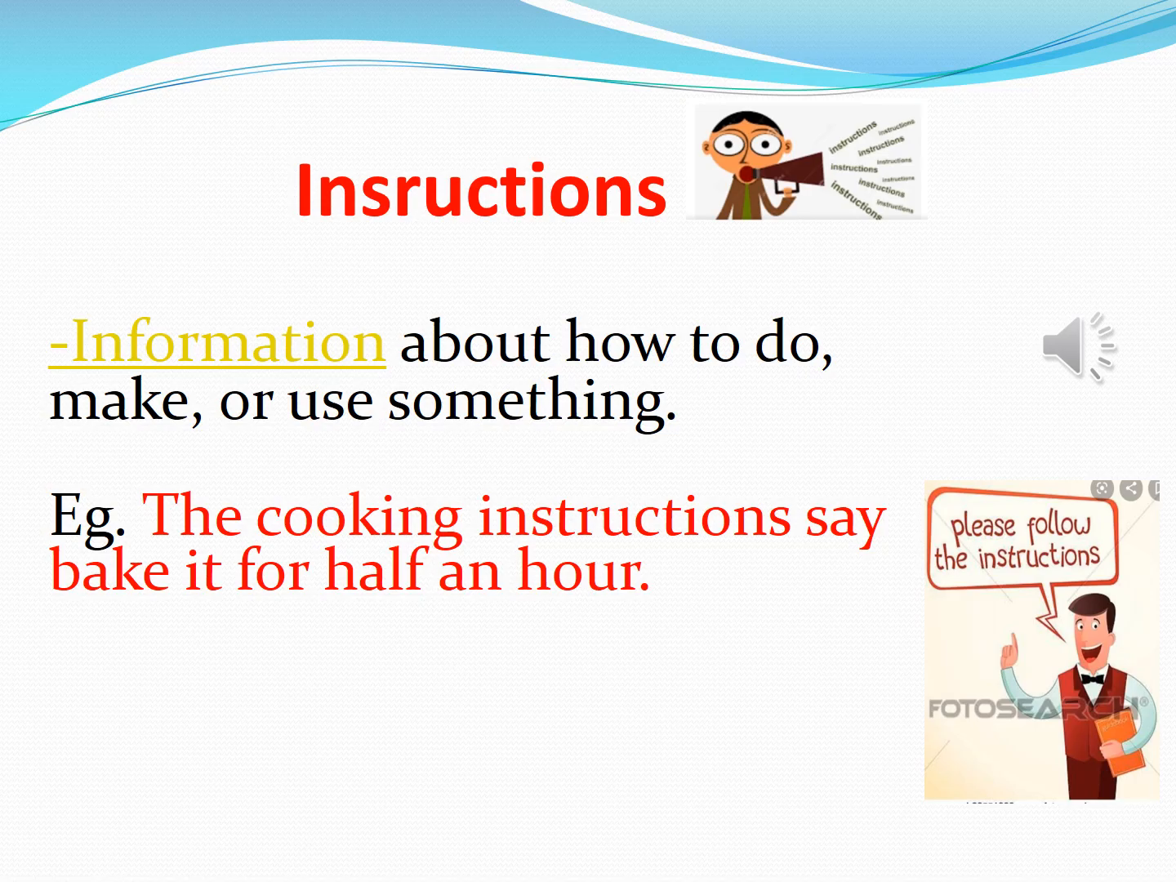Instructions. Instructions means information about how to do, make, or use something. Like when you buy a new machine, you find a book that tells you the instructions about how to use this machine. The instructions can also mean the points or the steps that you must follow in doing something. For example, the cooking instructions say bake it for half an hour.